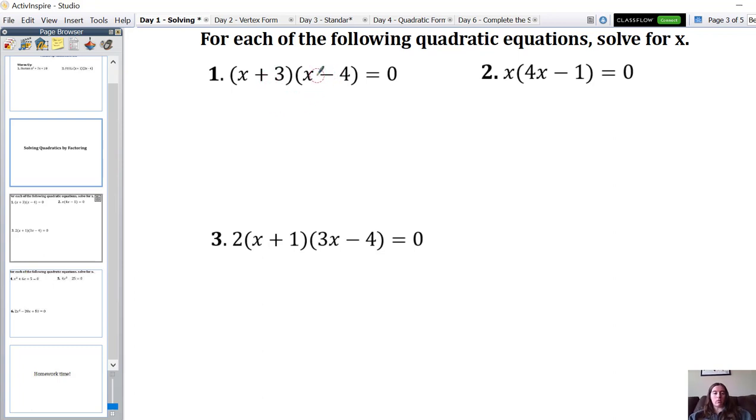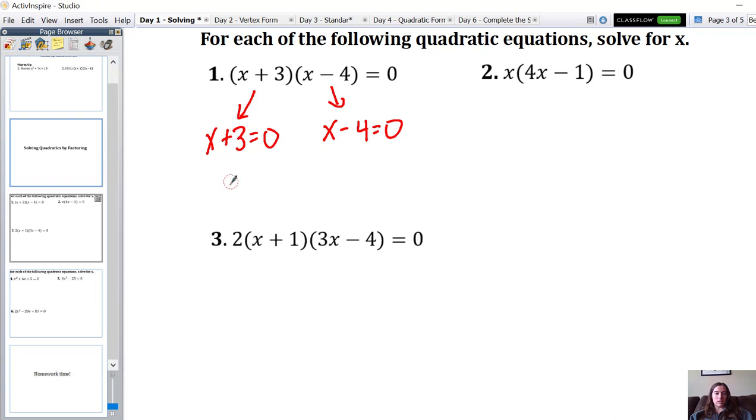We have these two binomials that are being multiplied equal to 0. We're going to take each term and set them equal to 0. So first I'm going to take x plus 3, set it equal to 0. Then I'm going to take x minus 4, set it equal to 0. Once we have each term equal to 0, we're just going to solve for x in each equation.